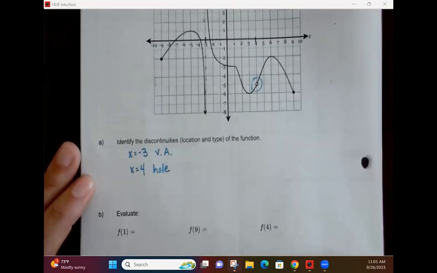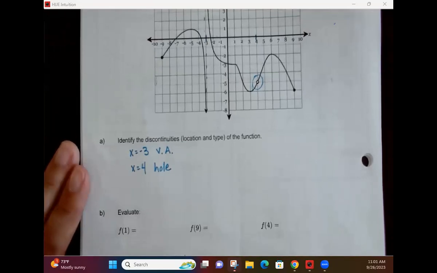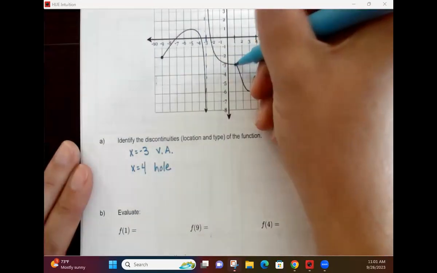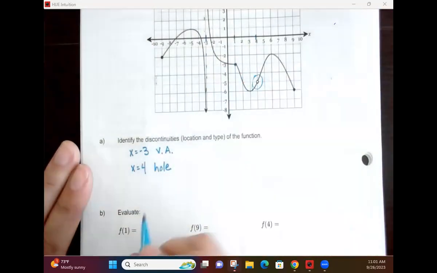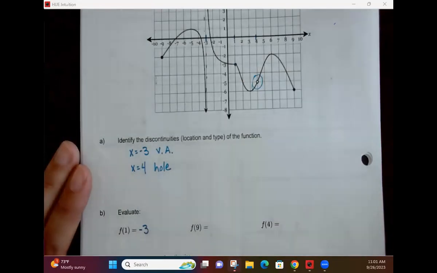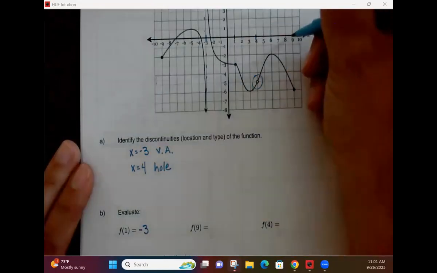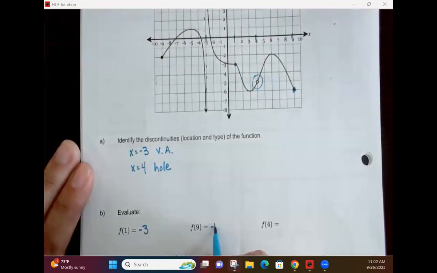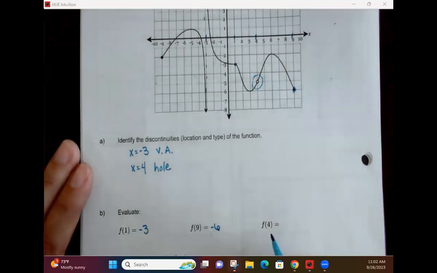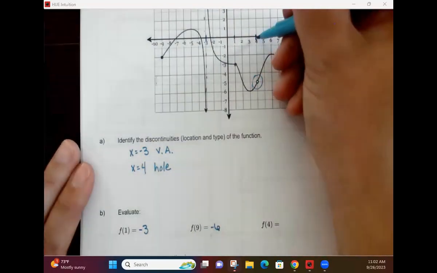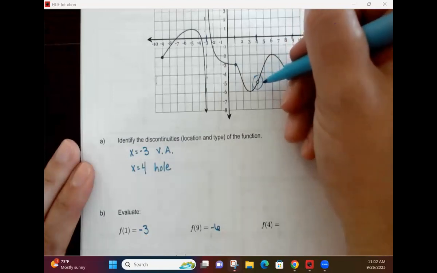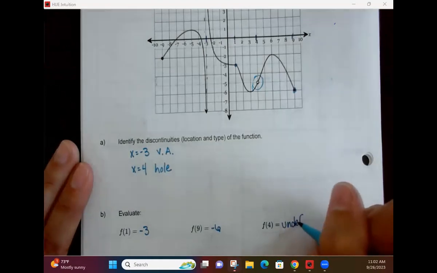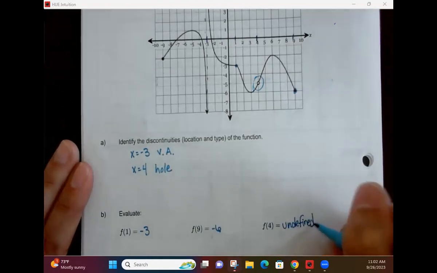Let's do a little evaluating now. This is stuff we've been doing for a while. f of 1. So when x is 1, y is -3. So f of 1 equals -3. f of 9, when x is 9, we're right here. So y is -6. And then f of 4. When x is 4, what would I say? Undefined. Very good. Undefined. I don't have a y value when x is 4. It is undefined.